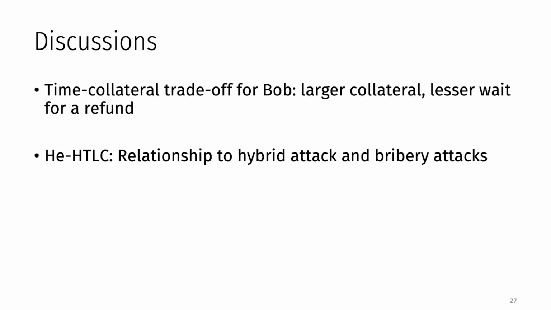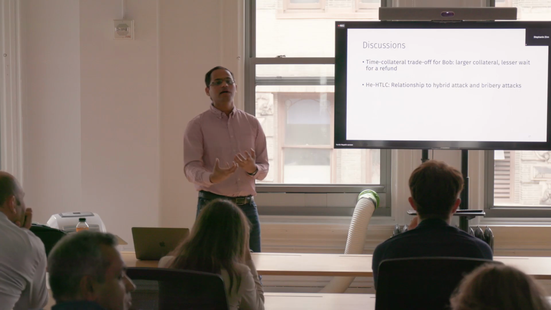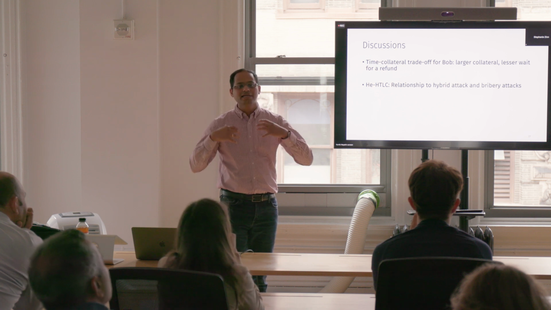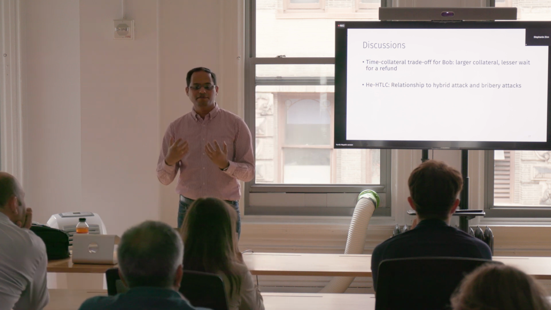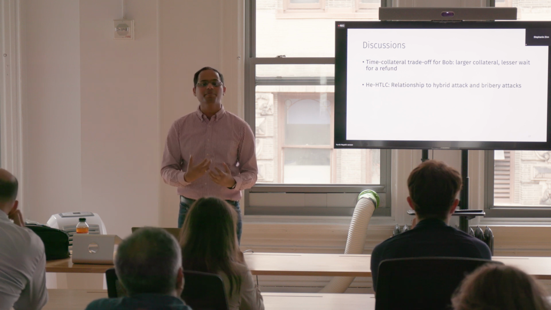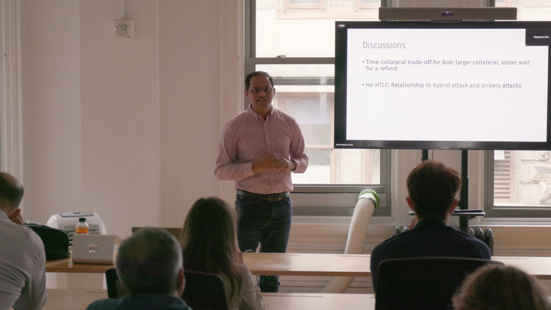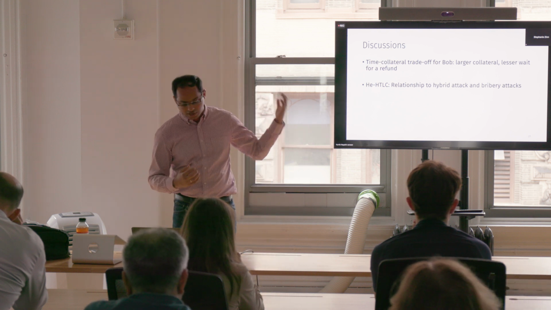So if you think about it closely, there is a relationship between the contract that we have over here and the kind of attacks that we spoke about. So let's take bribery attacks for simplicity. Over there, note that Bob was bribing these miners as well, but the bribe amount was small. It was only transaction fees. Over here, by bringing in this collateral contract and making Bob pay a higher amount, we are ensuring that Bob does not have enough money to actually make this bribe happen. So in that sense, there is a deeper connection between what we have in He-HTLC and the original bribery attacks, or for that matter, hybrid attacks.